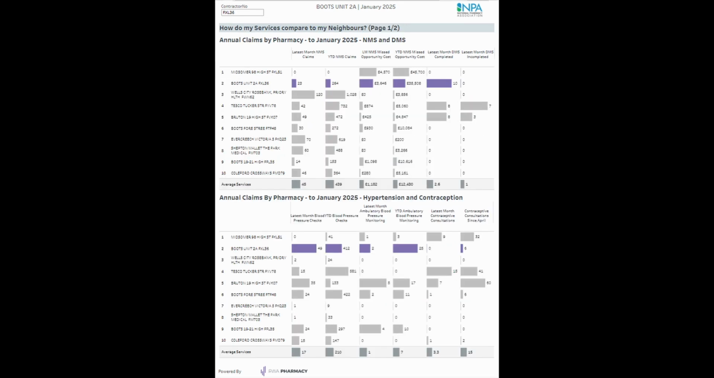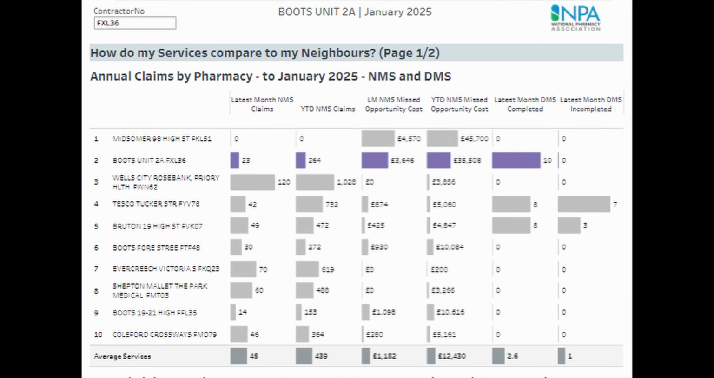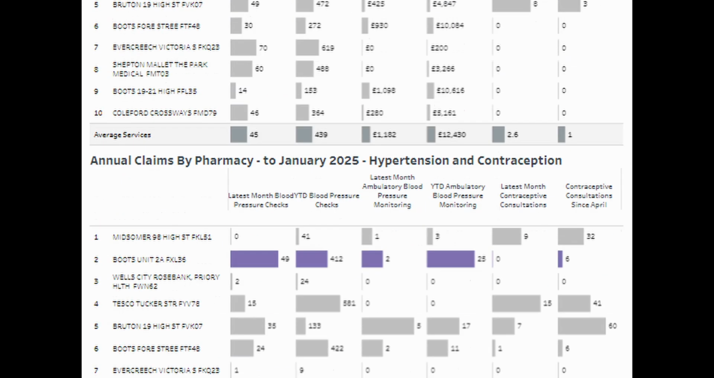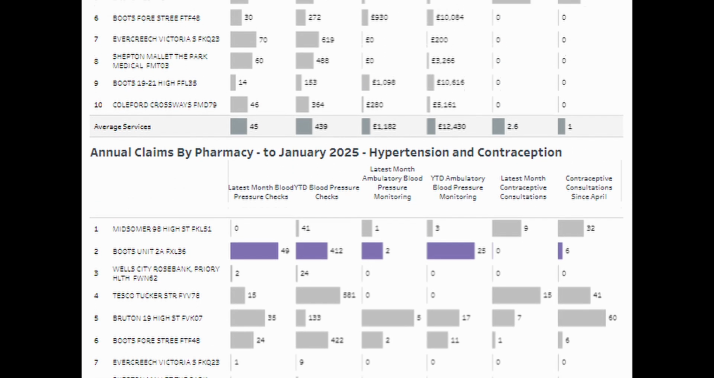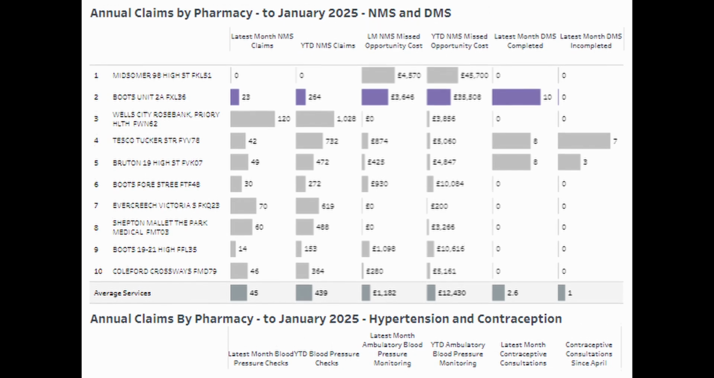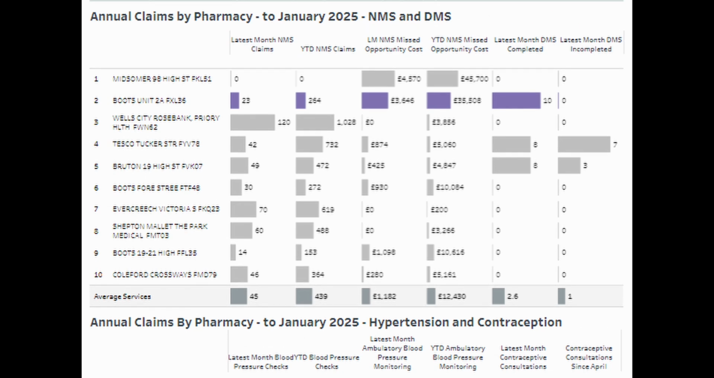The Services section helps you assess how your pharmacy services activity compares to that of your local competitors. It focuses on services like NMS, DMS, hypertension, and contraception. Each row represents a pharmacy in your local area, including your own, and shows how many service claims were made in each category over the past year. This gives you a clear picture of who is delivering services at scale and where you might be falling behind.